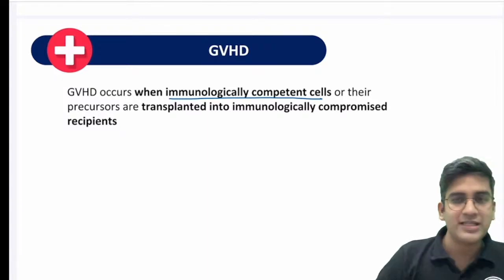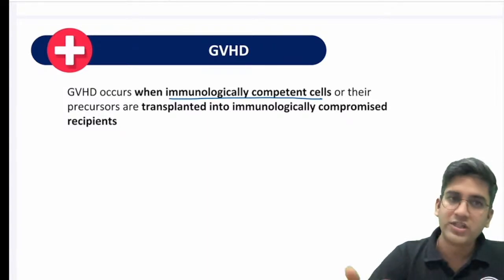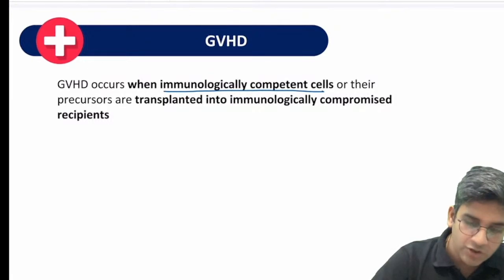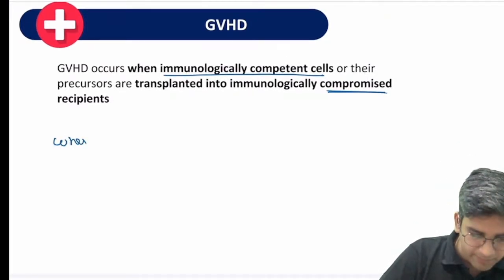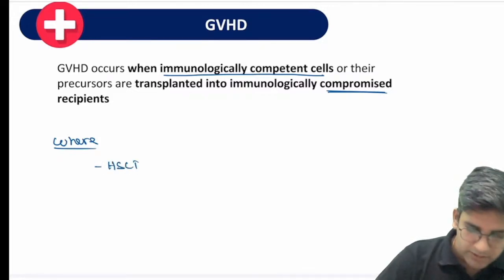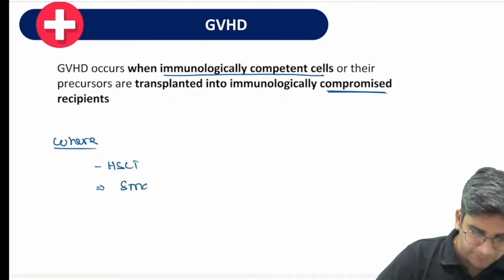GVHD occurs when an immunologically competent cell or its precursors are transplanted to an immunologically compromised recipient, right? So where can GVHD happen? One of the most common is hematopoietic stem cell transplant. It can also happen in small intestine transplant.